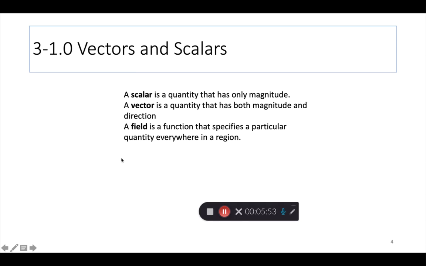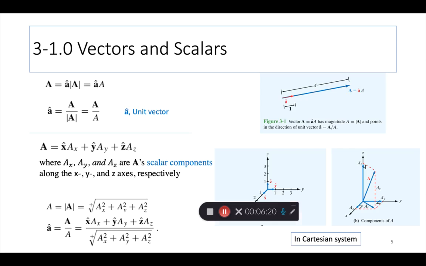But again, let's start fresh and see how our textbook tells us to think about this. A scalar is a quantity that has only magnitude. A vector is a quantity that has both magnitude and direction. A field is a function that specifies a particular quantity everywhere in a region. So I'm sure you quite well know scalar and vector. What is a field? We'll look at it in a little more detail in the next half an hour.